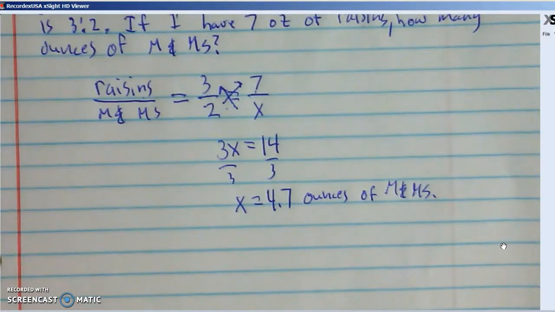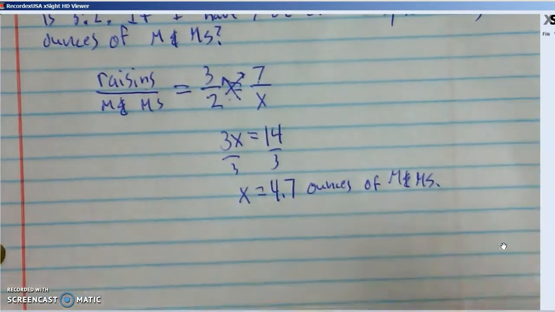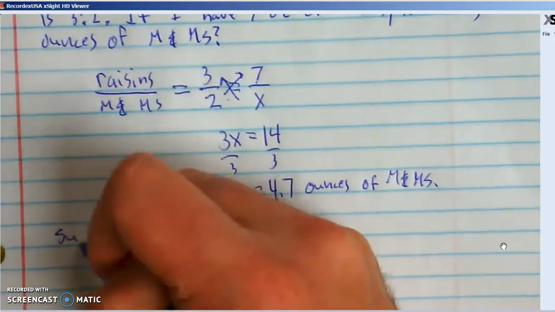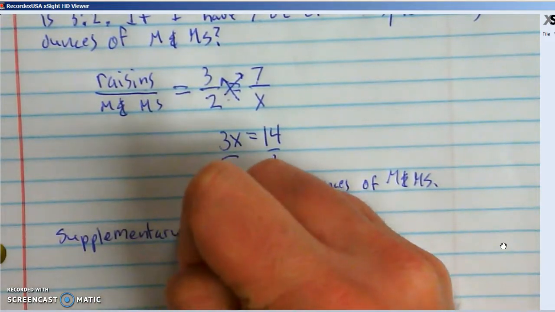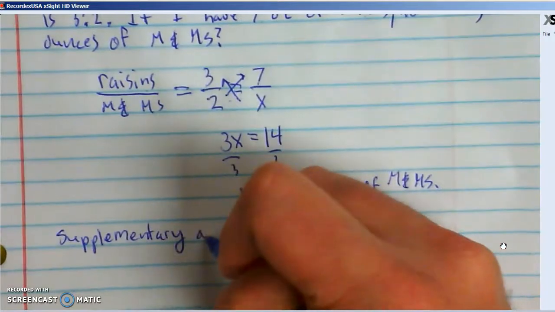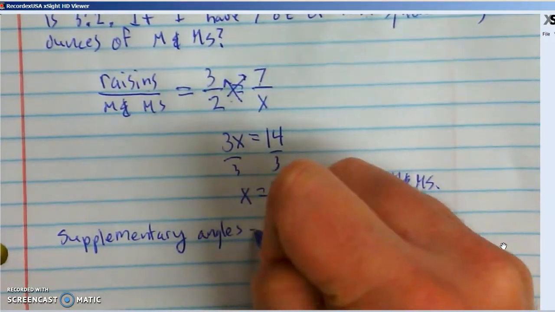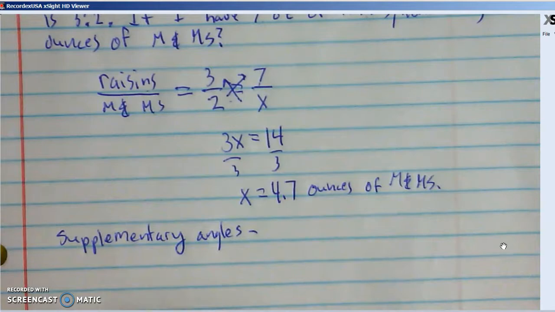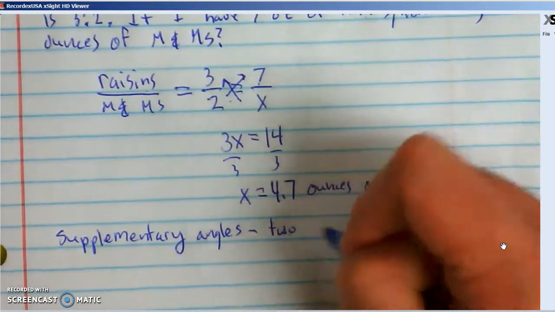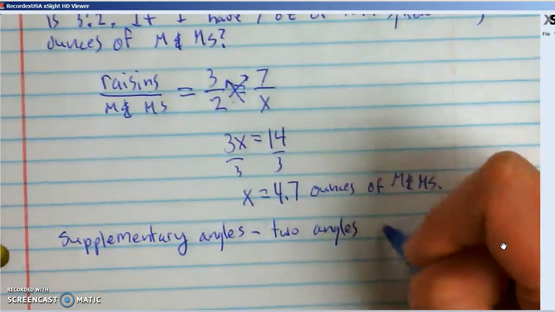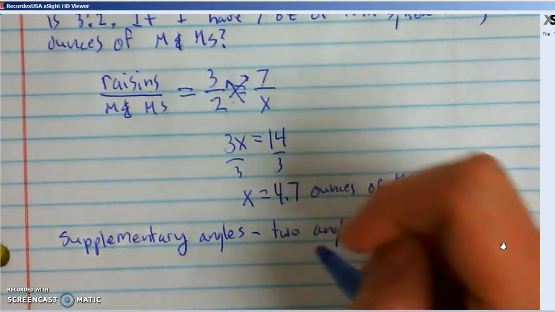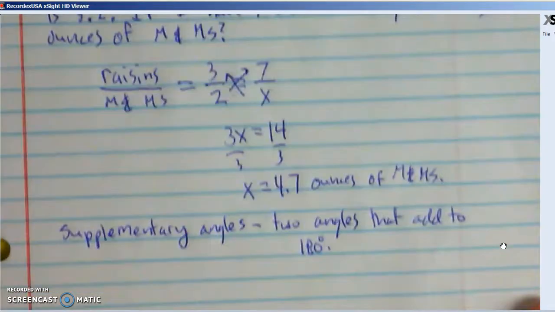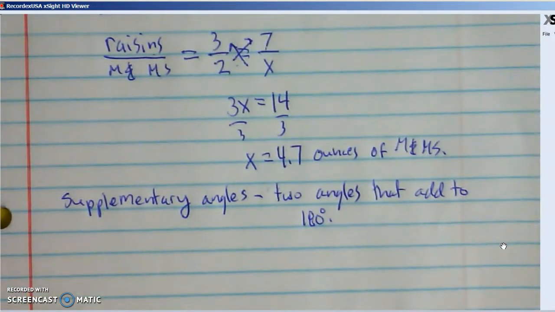All right, so now we're going to do some more sophisticated ones, okay? But in order to do that, I need to introduce two vocabulary words to you guys. The two words are about angles. You maybe have seen these words before. They're supplementary angles. And supplementary angles are two angles that add to 180 degrees.